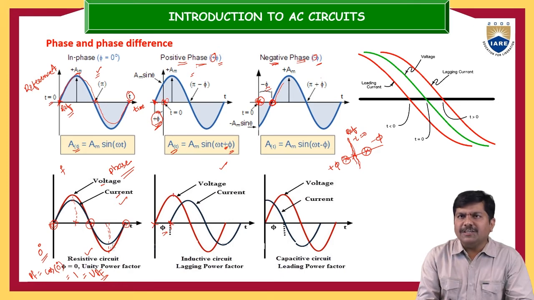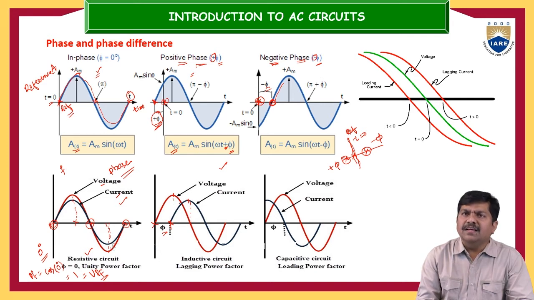The voltage is reaching its peak value at one instant and the current is reaching its peak value at some other instant. Now nothing is coinciding, neither the starting points, nor reaching the peak, nor returning to 0, nor reaching the negative peak. None of the parameters are happening at the same instant. At every instant, if you compare, there is an angle of difference.